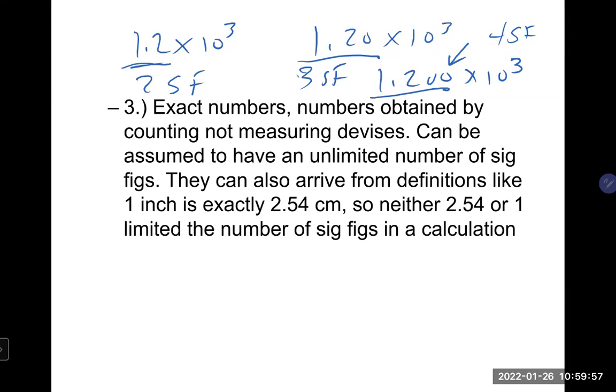The other place that we commonly see exact numbers is in definitions. Like 12 inches equals 1 foot, right? 1 inch equals 2.54 centimeters. These are considered exact numbers. And what that means is, as we'll talk about next, when you do calculations, you don't have to worry about the significant figures in those types of numbers. They can have pretty much unlimited significant figures, which means we sort of ignore them.